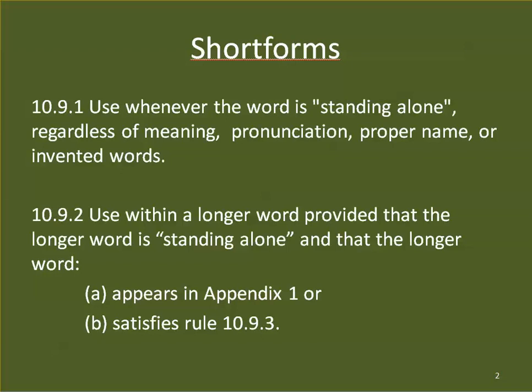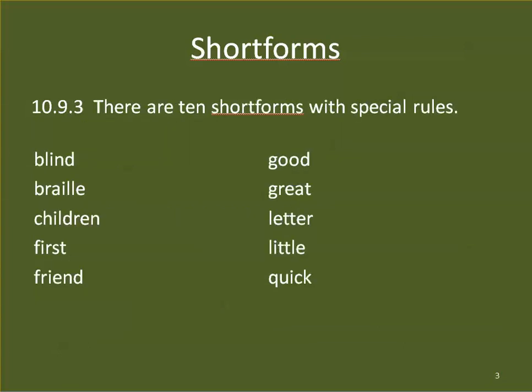It either appears in Appendix 1. There are 3 appendices in the UEB codebook. The first one deals with short forms, and it's a list of words that can be used with the short form in it. Or, if it doesn't appear there, then it has to satisfy Rule 10.9.3. Rule 10.9.3 is that there are 10 short forms with special rules. These short forms are blind, braille, children, first, friend, good, great, letter, little, and quick. So we still have all the same short forms that we did before. We're just going to be seeing them, just like the other contractions, more than we used to. And there are some other rules that we have to apply now.